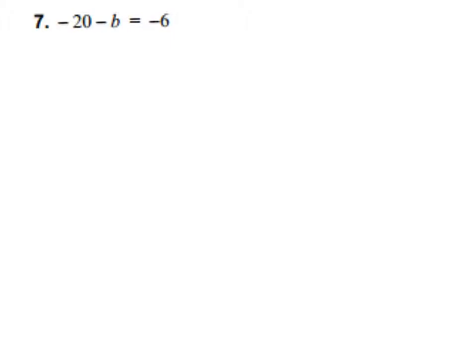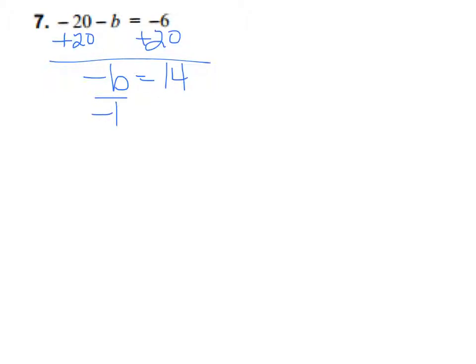Okay, this time I need to get rid of the negative 20, so the opposite of negative 20 is positive 20, so I'm adding 20 to both sides. I still have the negative from my variable, so negative 6 plus 20 is 14. And then I have to divide both sides by negative 1. Negative divided by a negative is a positive. And positive divided by a negative is a negative.